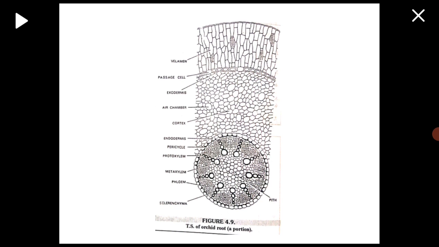Next to the velamen is exodermis, which is the outermost layer of cortex. It consists of thick-walled cells deposited with suberin. A few cells are thin-walled passage cells, which act as passage for water conduction. The cortex is massive, consists of thin-walled parenchymatous cells. These cells enclose several air chambers. A few cells of cortex possess chloroplasts.